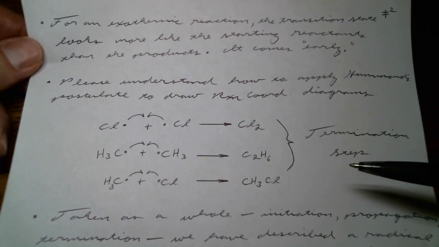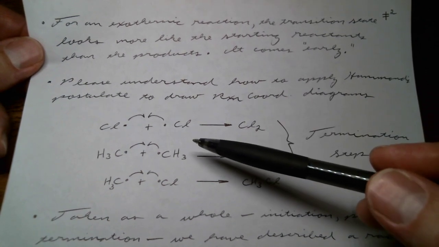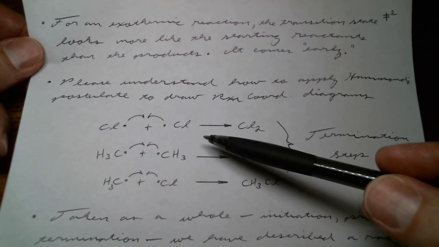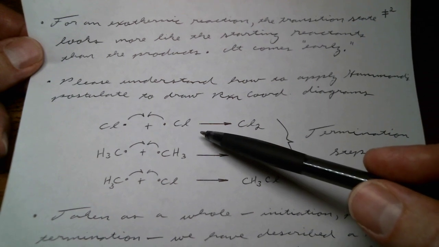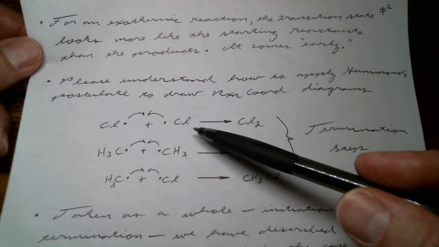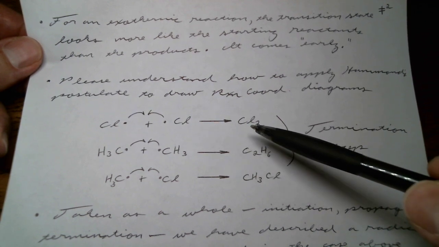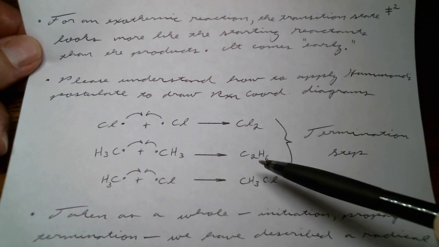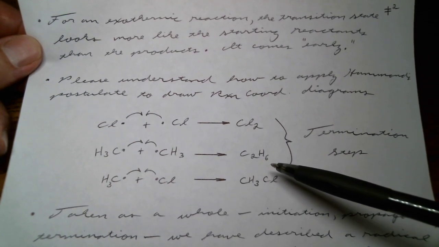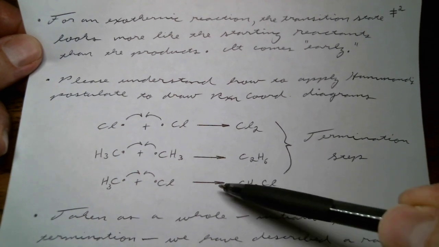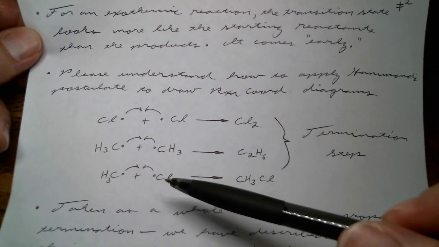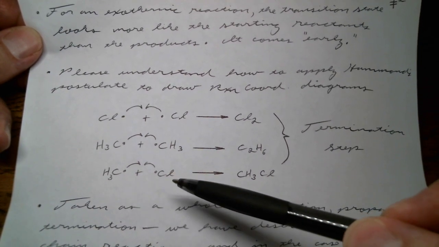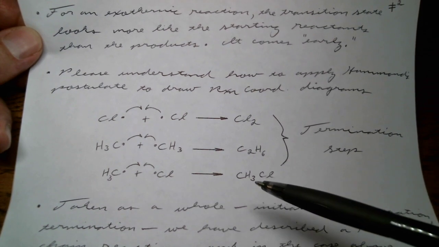Next, we can consider termination steps. While statistically unlikely, reactions are big places, with lots of reactive species bumping around, so they might run into each other. So for example, chlorine radicals could simply recombine to form diatomic chlorine. A methyl radical might bump into a methyl radical, and you might generate ethane in your radical halogenation of methane. And again, while statistically less likely, you could indeed have a methyl radical combining with a chlorine radical to give you chloromethane.